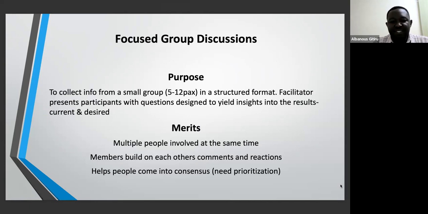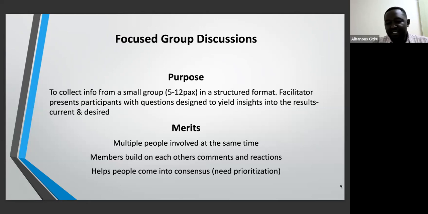The focus group discussion, as I said, is collecting information from a small group that is around 5 to 12 people in a structured format. So the facilitator presents the participants with the questions designed to yield insights into the results, the current and the desired results that you'd wish.